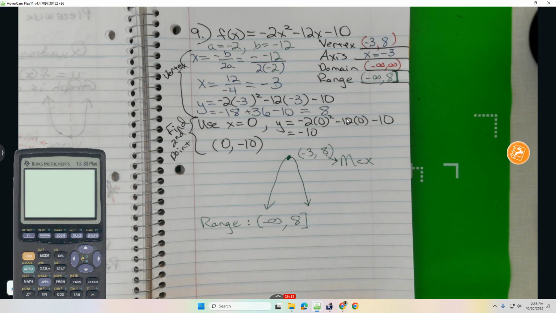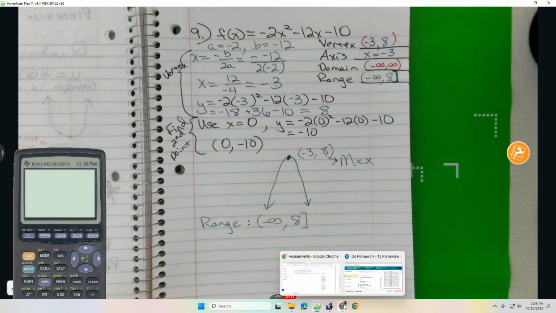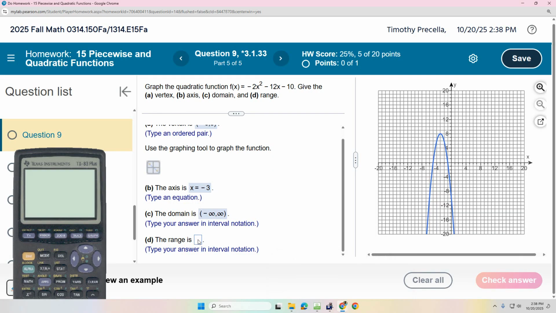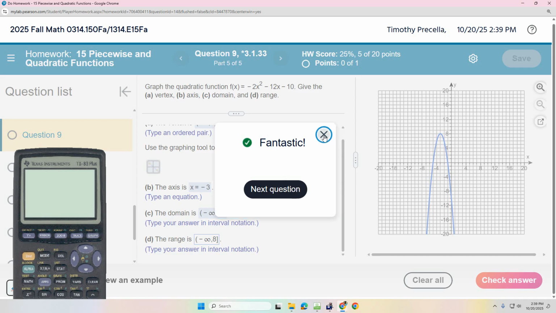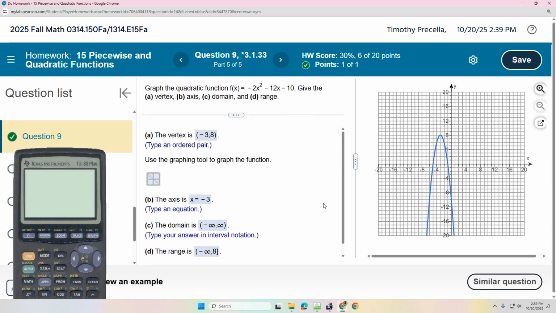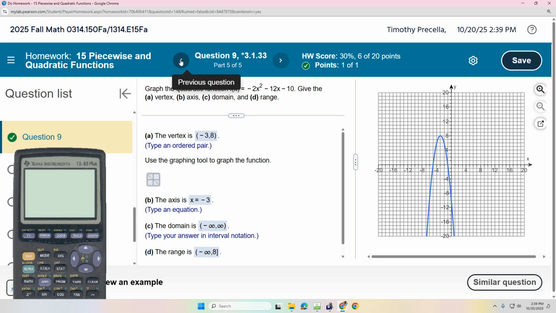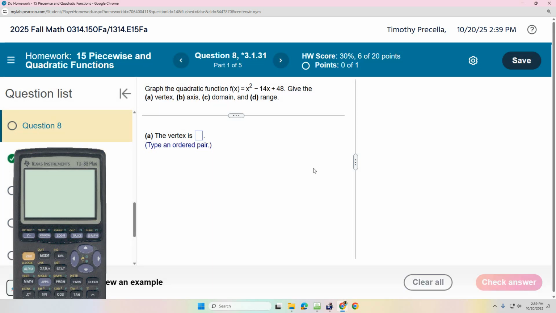A good observation. You need to finish the problem before we get timed out. Before we lose internet connection, type in the range: parenthesis, negative infinity, 8, bracket. Just a bracket on the keyboard. Any questions there? Now you want to go back and do another one? Let's go back to number 8.